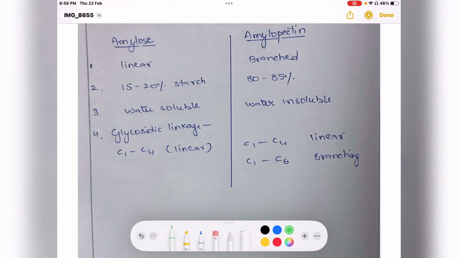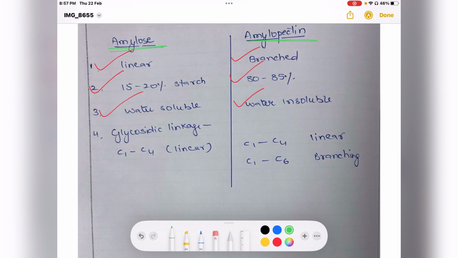Starch is further classified as amylose and amylopectin. Amylose is a linear structure, whereas amylopectin is branched. Amylose contains 15 to 20% of starch, whereas amylopectin contains 80 to 85% of starch. Amylose is water soluble, amylopectin is water insoluble.